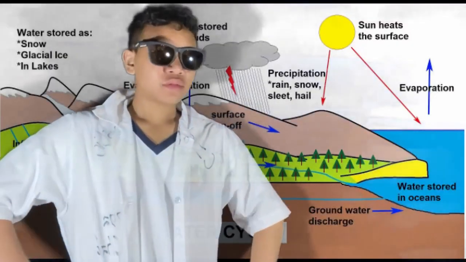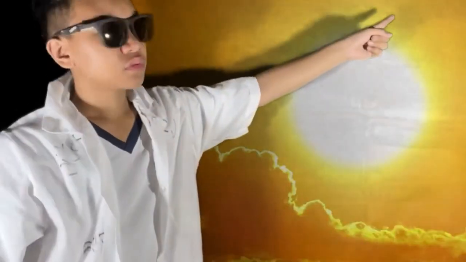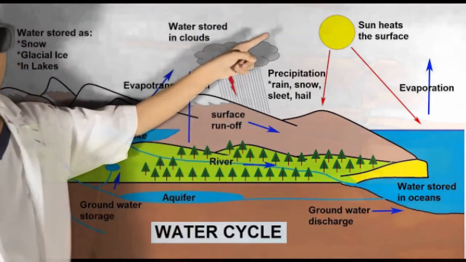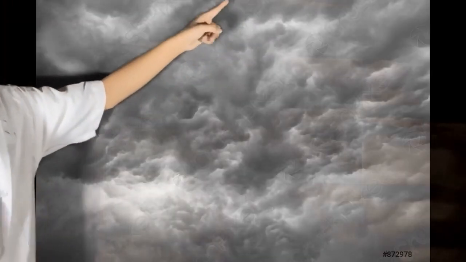Hello everybody, today I'm going to talk about the water cycle. The water cycle starts from a large body of water such as an ocean. Then the sun evaporates the water, making the water rise up the atmosphere as the clouds become thick. Clouds are essential in the water cycle because they transport the water around.